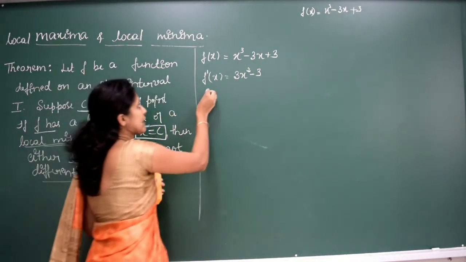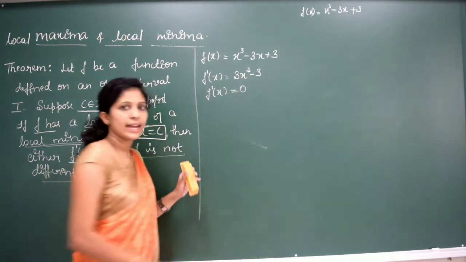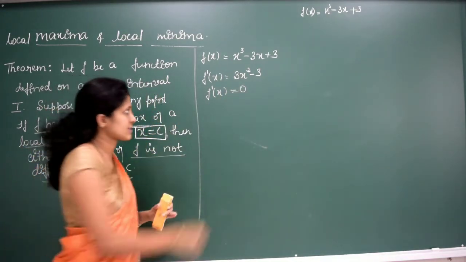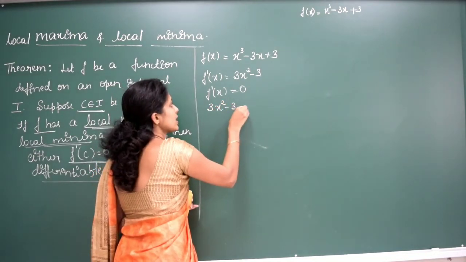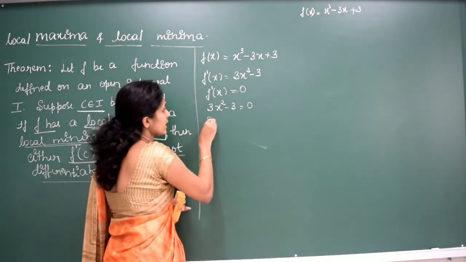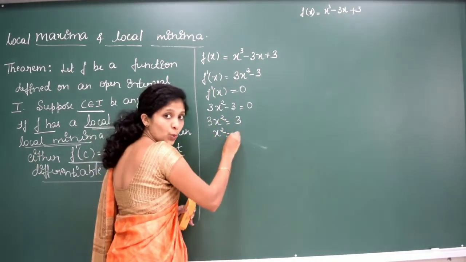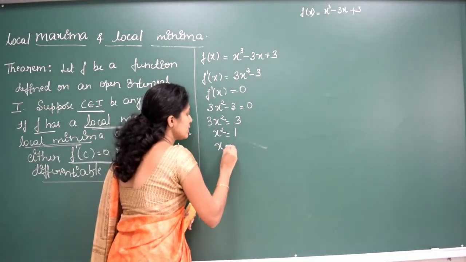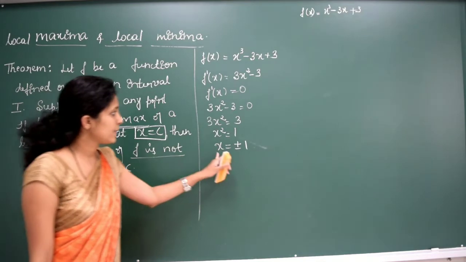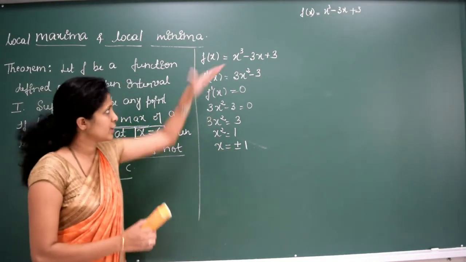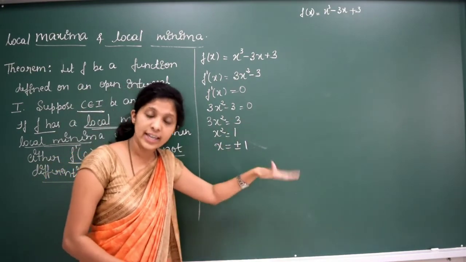Next you have to equate that to 0. f dash of x is equal to 0, I mean the tangent line will be parallel to the x axis. Now 3x square minus 3 is equal to 0. By this we can write 3x square is equal to 3, so x square is equal to 1. So the value of x will be plus or minus 1. Two possible values are there, right?